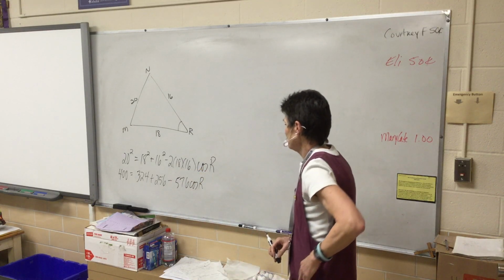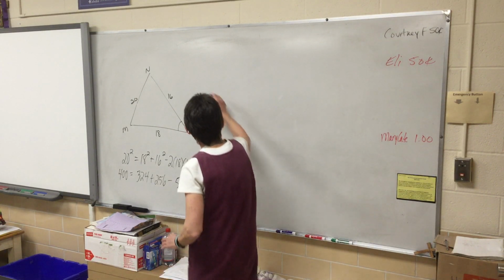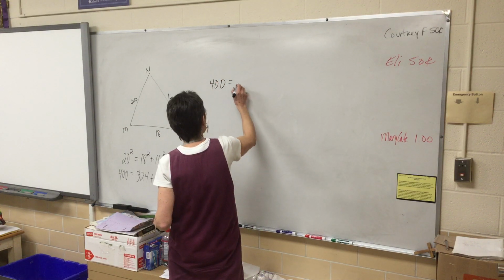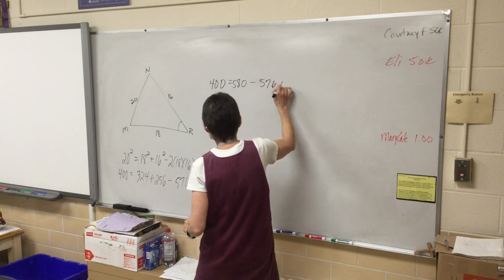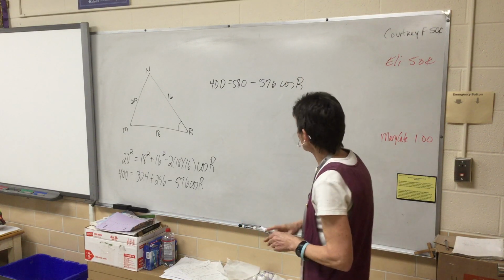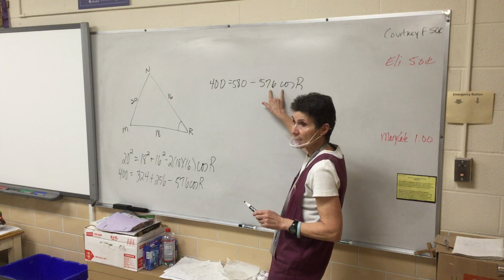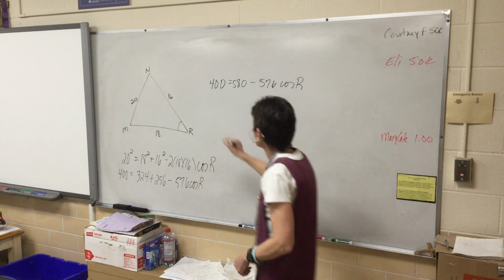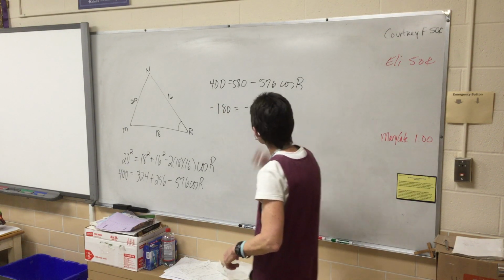All right, now what shall we do? Add those two together, yeah, so what is that? 400 equals 580? Is that right? Minus 576 cosine R. Now be careful, you might be tempted to subtract these, but you can't, right? Because this one's got a cosine. So what are we gonna do? Yep, so negative 180 equals negative 576 cosine R.